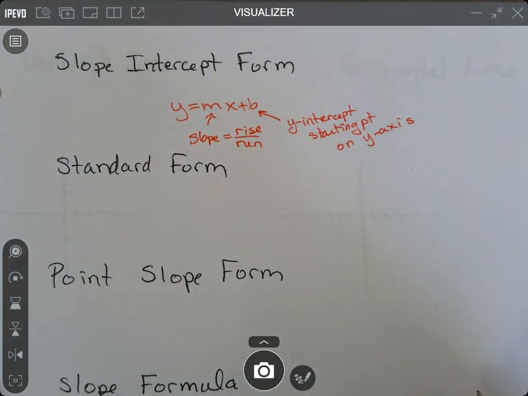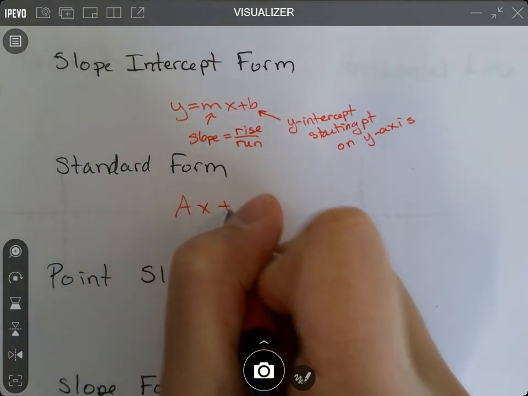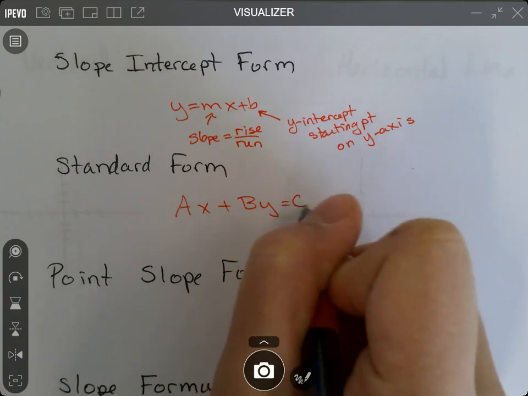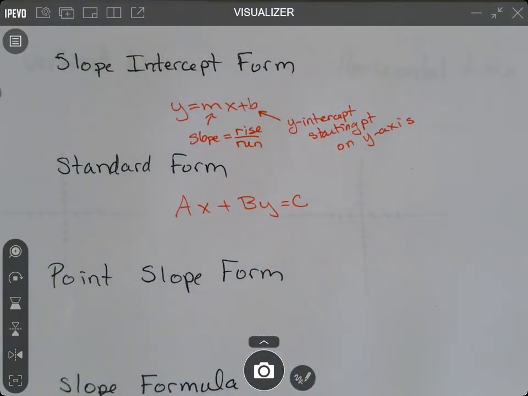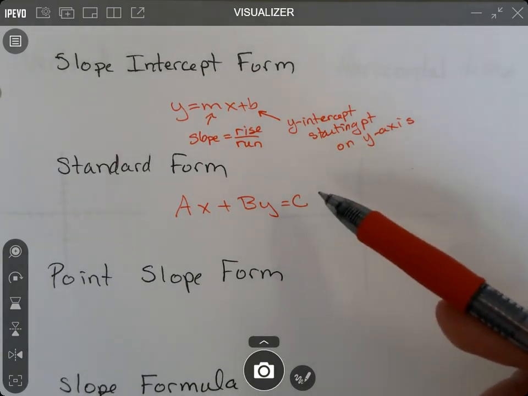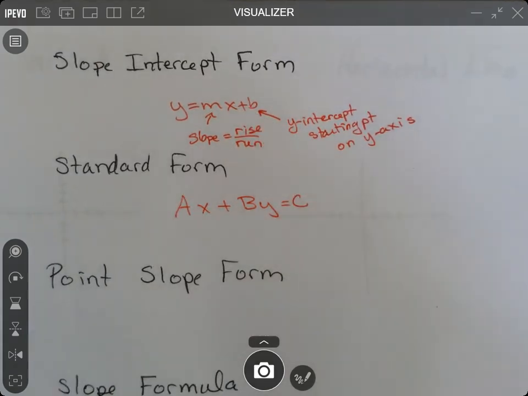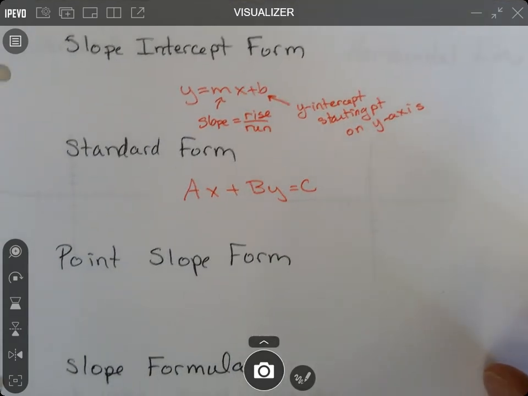All right, what is standard form? ax plus by equals c. We're not really doing much with standard form. However, you have a lot of problems given to you in standard form. So we can use this and find our x and y intercepts, or we could solve for y equals mx plus b.